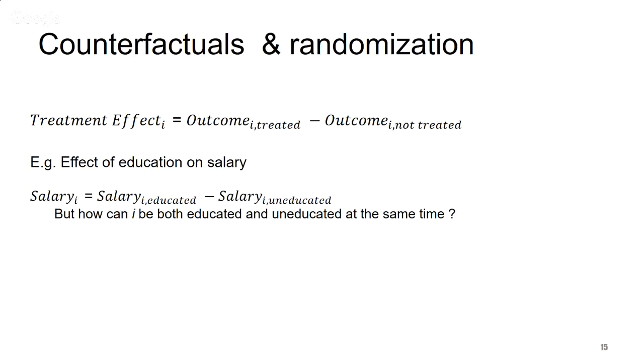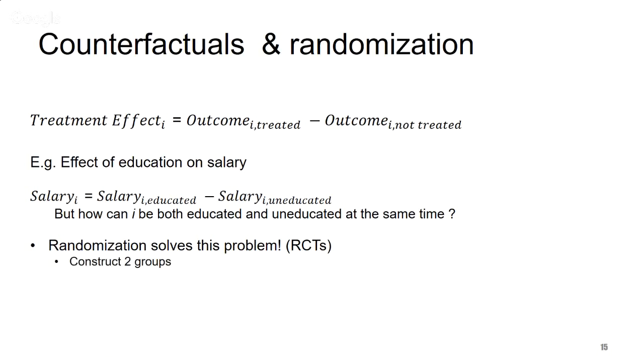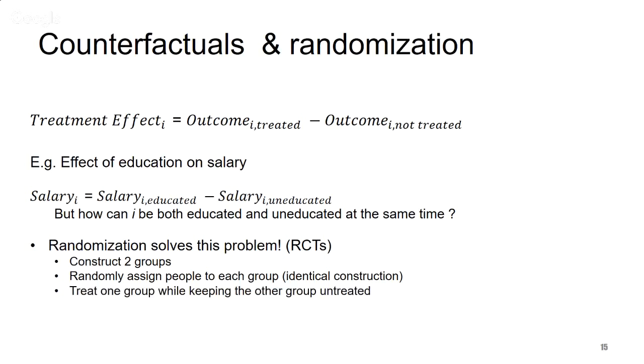So how do you do this? Randomization solves this problem, right? What you do is you construct two groups. You randomly pick two samples from your population and randomly assign people into one of these two groups. So you treat one group and keep the other group constant in control. And then there are, of course, hairy problems about whether you can force someone to go to grad school. So how would you assign treatment in this kind of a case? But assuming you had your dictator and you decide who goes to grad school and who doesn't, you could probably run this experiment in an ideal situation.